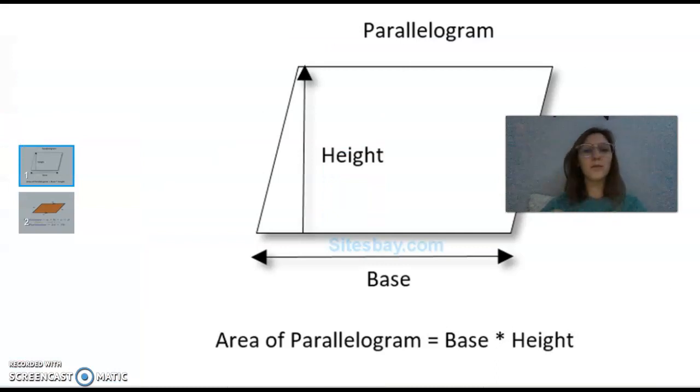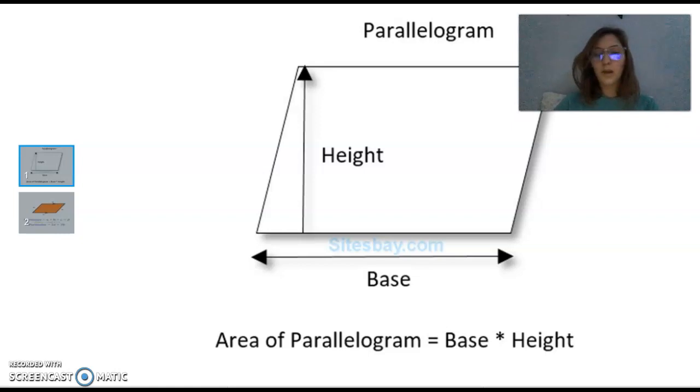Okay, so this is where we're going to take some notes if you want to pull out your notes. So our parallelogram, and how to find the area of it, is going to be base times height. So this is going to be our base, and this line right here through the middle of the shape is going to be our height. If anyone has any questions, you can ask them now.